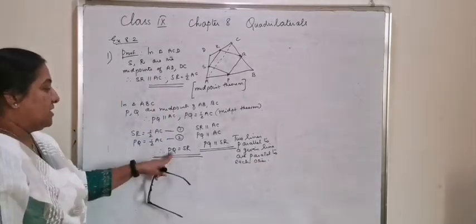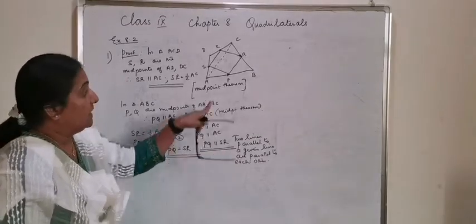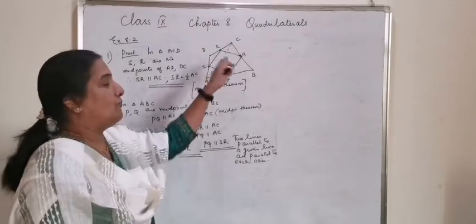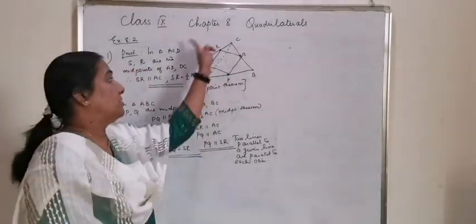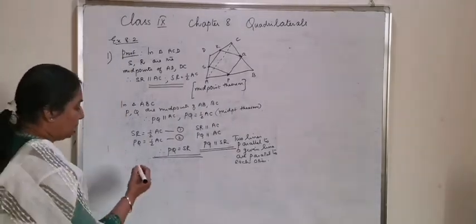That is, PQ is equal to SR, PQ parallel to SR. In quadrilateral PQRS, the same pair of opposite sides are parallel and equal. Therefore, PQRS is a parallelogram. That is the third part to prove.